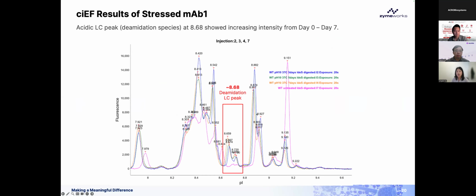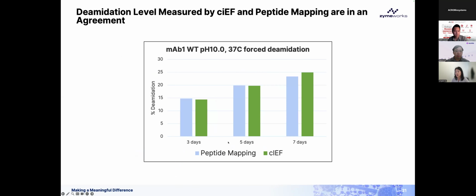Here is the CIF electropherogram of the stressed sample, and at the light chain peak position from day 3 to day 7 of incubation, we can see an increase of peak intensity, indicating an increase of deamidation level. The CIF result was compared with the peptide mapping result of the forced deamidation sample, and we were happy to see that the CIF deamidation values were very comparable to the peptide mapping result.